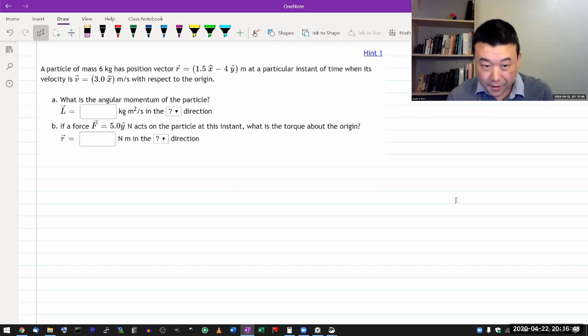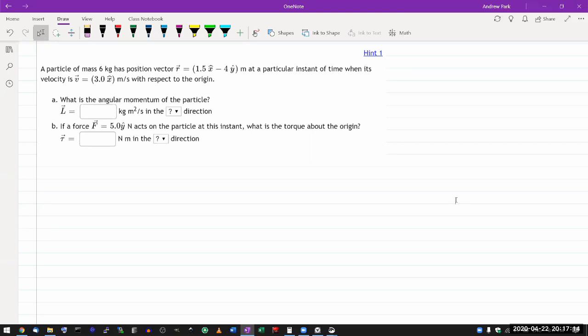So what it comes down to is you have to know how to do cross product using component notation. And I think for the questions we are asking in this homework set, you don't necessarily have to do the full version, but being aware of the full version helps you. So let me start here. It says a particle of some mass has some position vector r at a particular instant of time when its velocity is some value with respect to the origin.